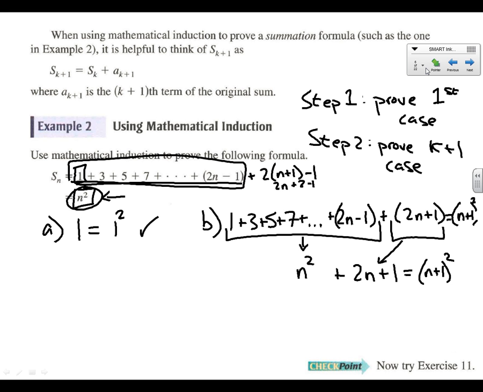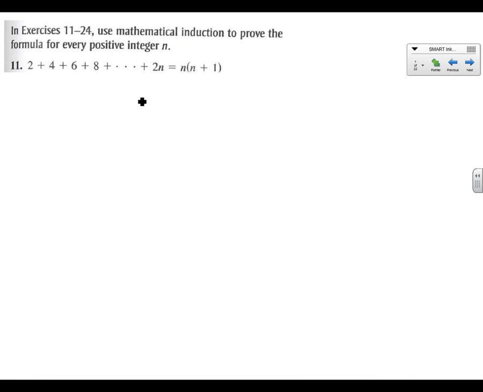All right, so n squared plus 2n plus 1, we can factor that. That's n plus 1, n plus 1, and that's n plus 1 squared, which does indeed equal n plus 1 squared. So we have proved that this is the true formula because we proved the first case and we proved the k plus 1 case. So that's what you need to do here for example 11. Give it a shot.